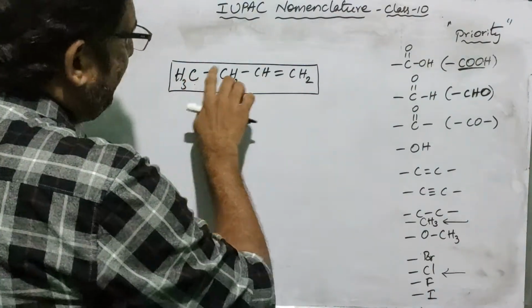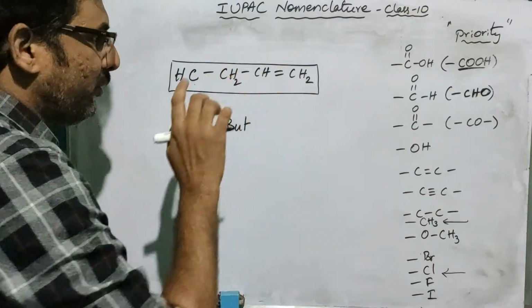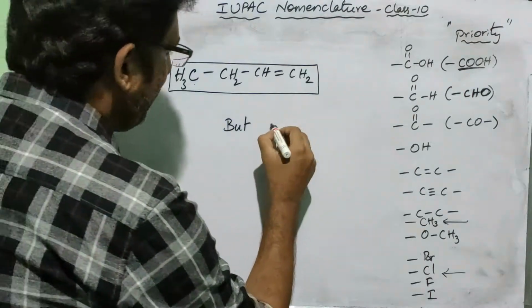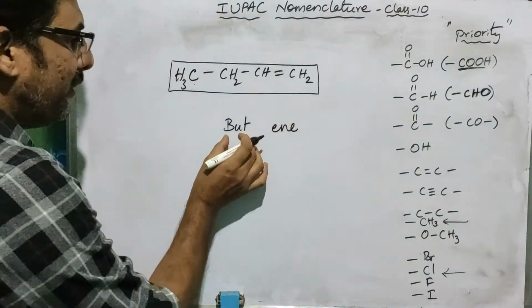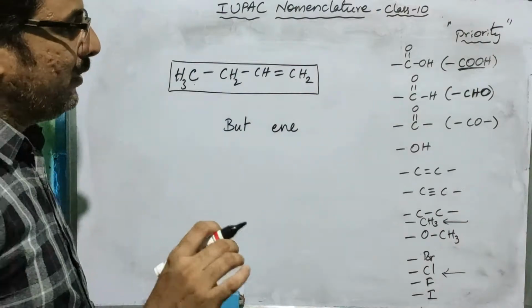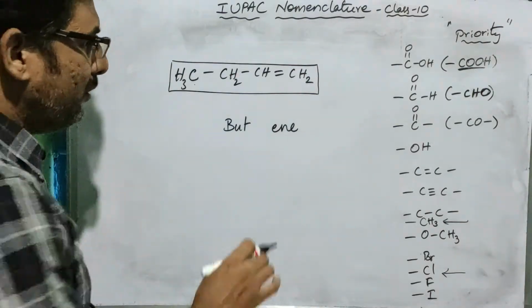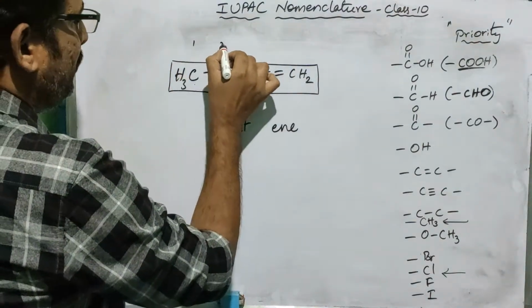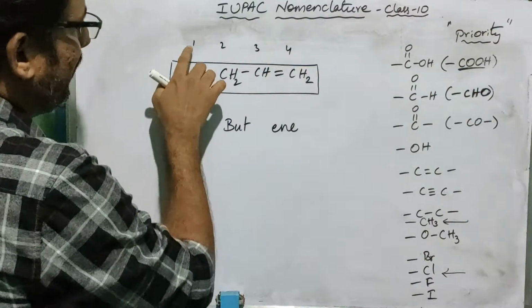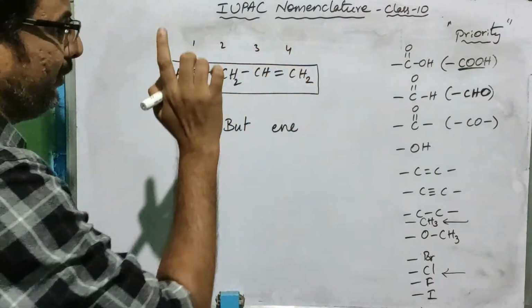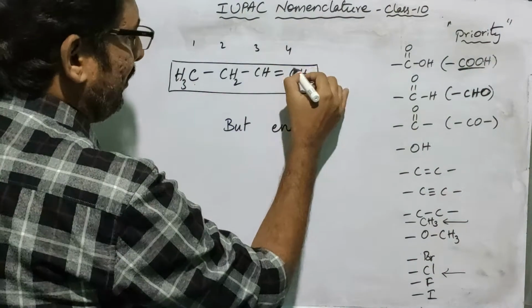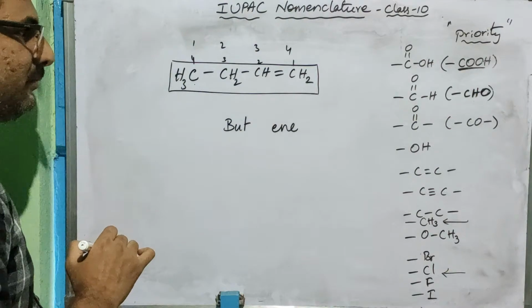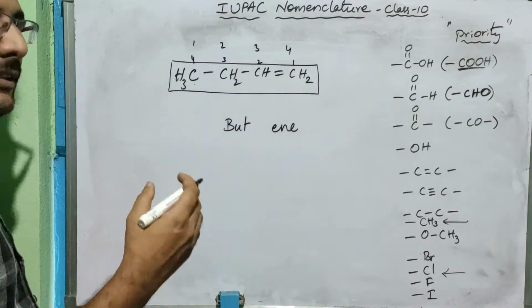In the main chain we have a double bond over there. Since we have a double bond, the primary suffix will be "-ene". So it will be but-ene. But what is the position of this double bond? Here you may give numbering in two ways: 1, 2, 3, 4, so first carbon, second carbon, third carbon and fourth carbon. Or if you start from the right side, this will be the first carbon, second carbon, third carbon and fourth carbon. Now which way is the correct one?